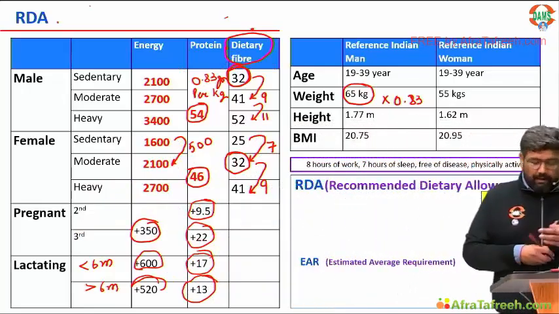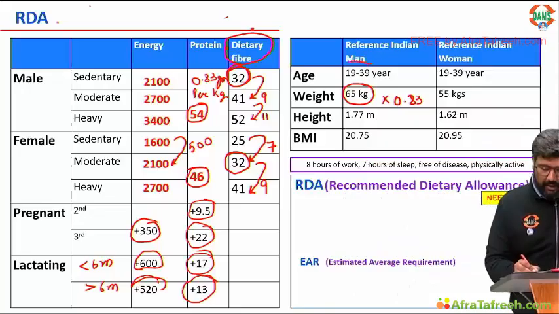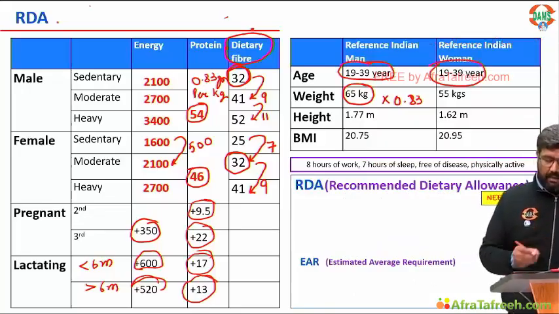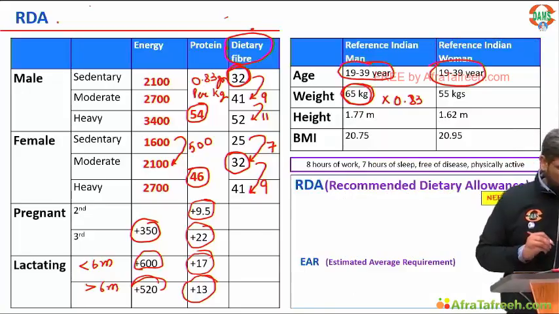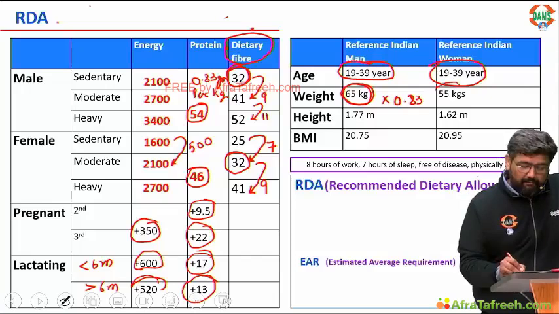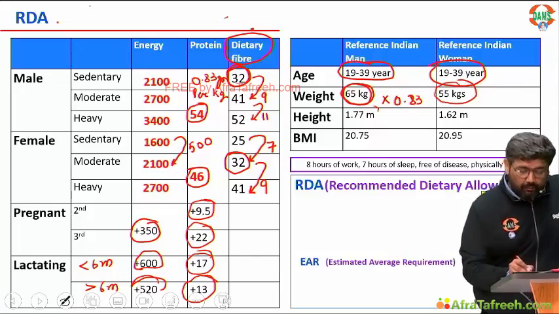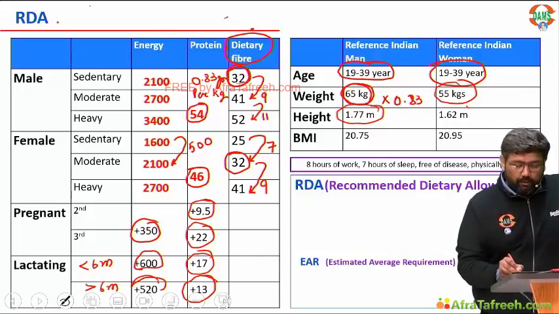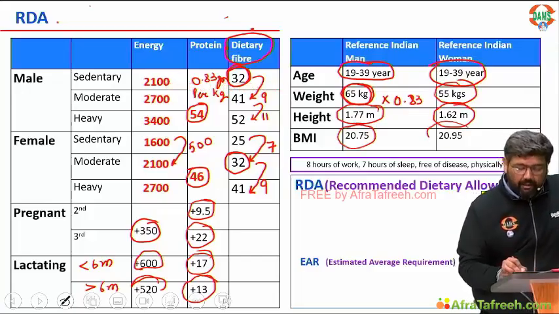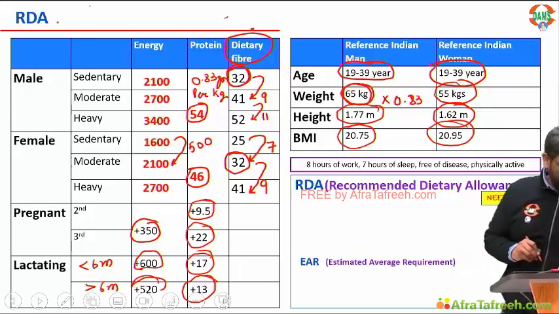Now, if I talk about reference Indian male, the age is 19 to 39 year. For female, same. The age is 19 to 39 year. The weight is 65 kg. Here it is 55 kg. The height is 1.77 meter, 1.62 meter. BMI 20.75 and here BMI 20.95.